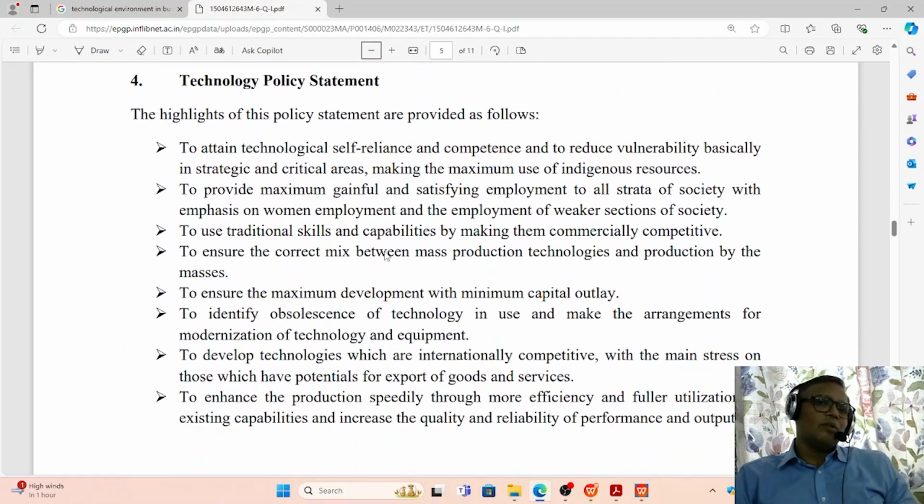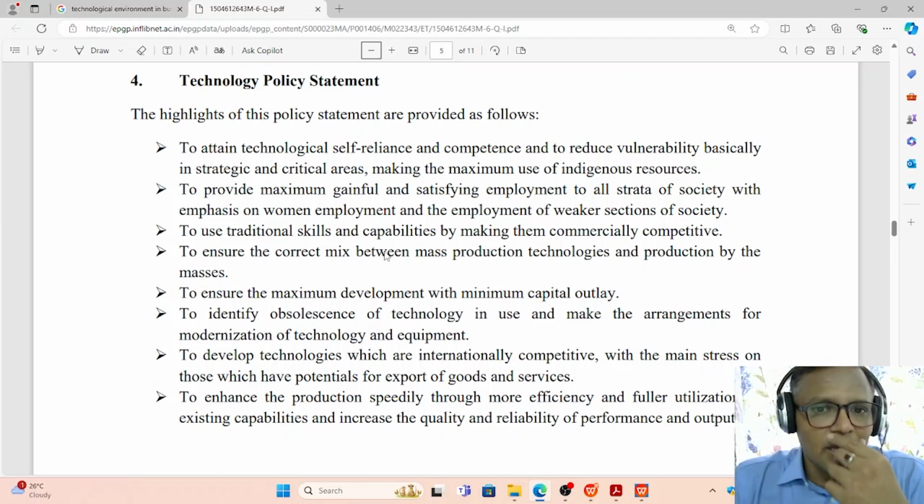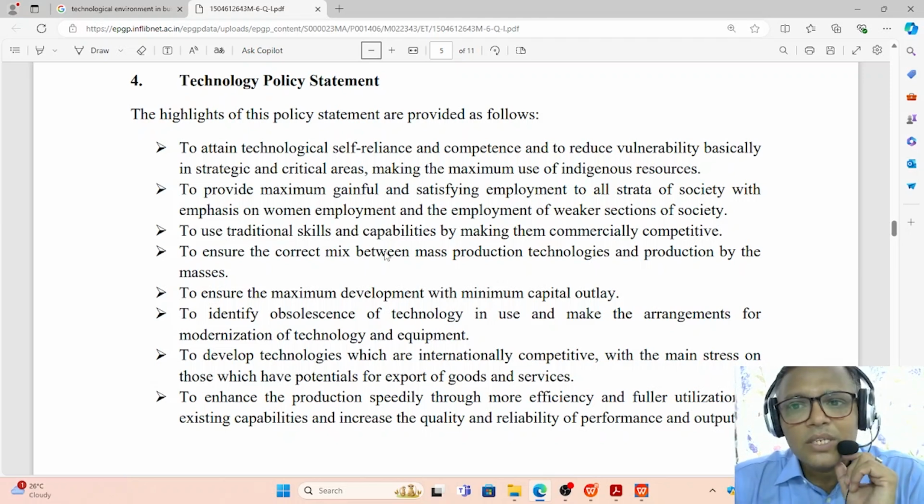Next is about the technological policy statements. The highlights of these policy statements are as follows. First is to attain technological self-reliance and competence and to reduce vulnerability, basically in strategic and critical areas, making maximum use of indigenous resources. Second is to provide the maximum gainful and satisfying employment to all strata of society, with emphasis on women's employment and the employment of the weaker sections of society.